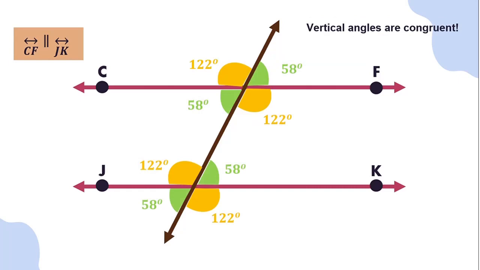And again, I know that all corresponding angles are congruent, and I also know that all vertical angles are congruent. So now I have enough information to fill in the measure of all the angles on the diagram.